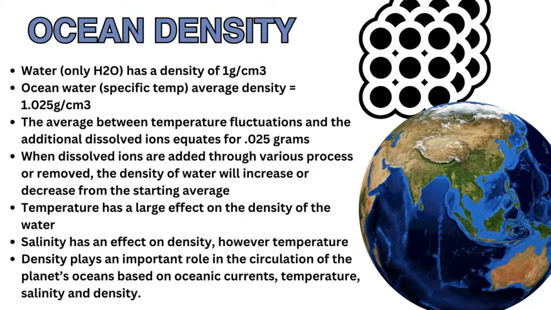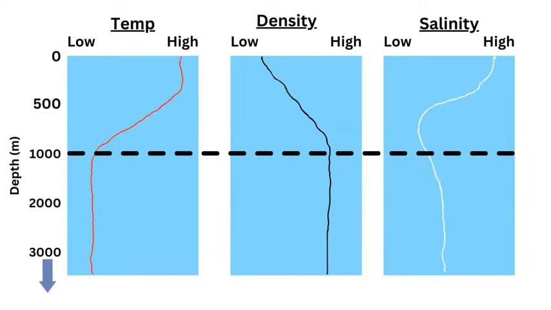The average density is around 1.025 grams per centimeter cubed. And that is going to fluctuate based on the temperature of the water and the amount of dissolved ions. So the combination of both is going to have a direct impact on the density of the water. At the equator, it's going to be less dense. When the temperature gets colder towards the Arctic and Antarctic, that's where you see the greatest change in density.